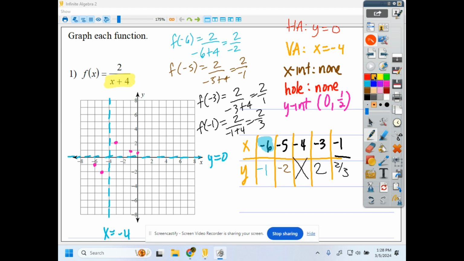You know the graph will get closer to the asymptote, so this gets closer to the asymptote, this gets closer to the asymptote, and you connect them. Smooth curve. And to check if our answer is right, you can see it matches the answer over here. So we're all good here, okay?